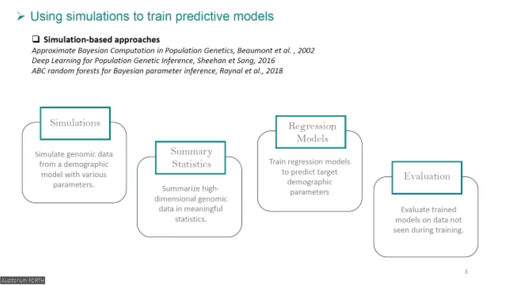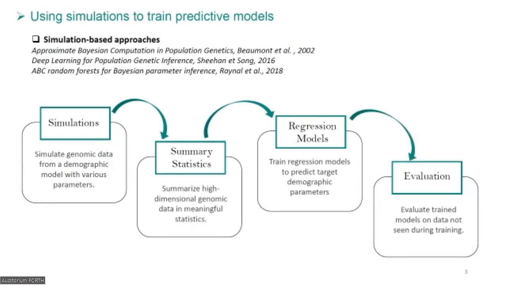I show here the global process. I will come back to it later. So first we simulate our genomic data, then we compute summary statistics on them. Then we can use regression methods directly on these summary statistics. And then we have, of course, to evaluate how these regression methods perform.